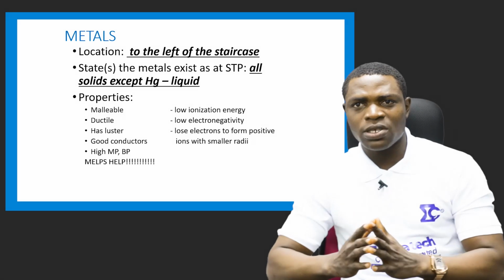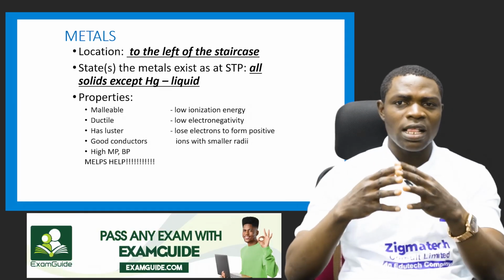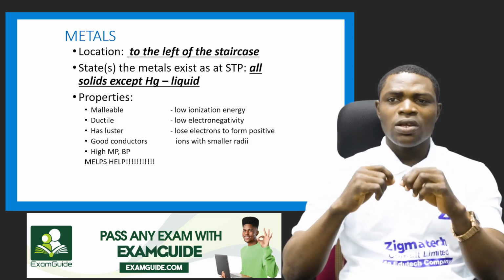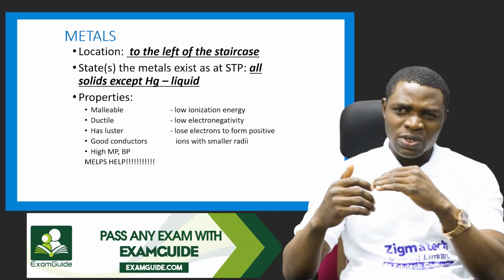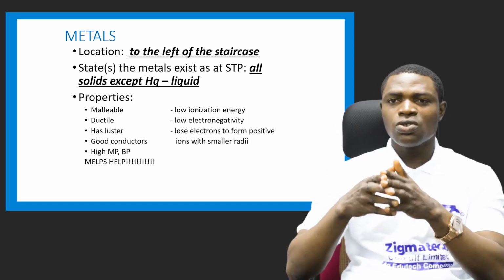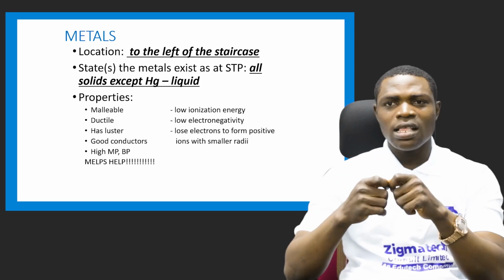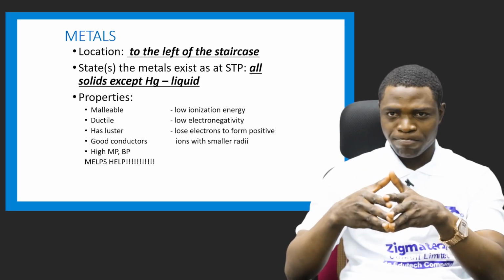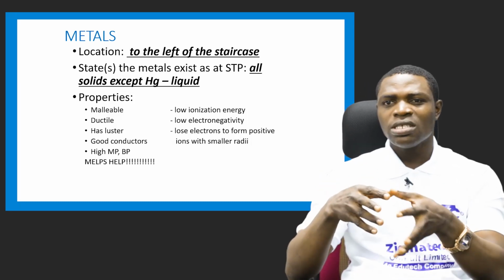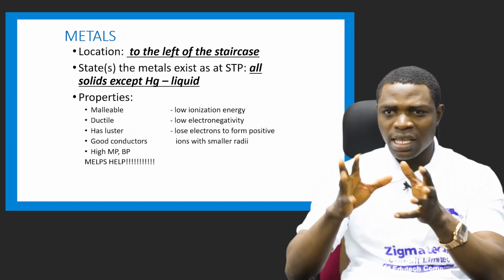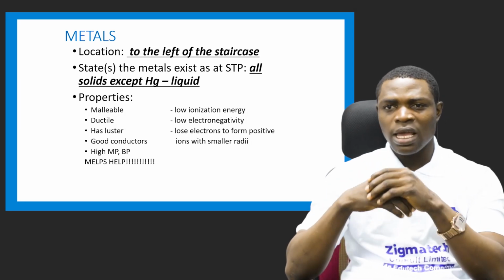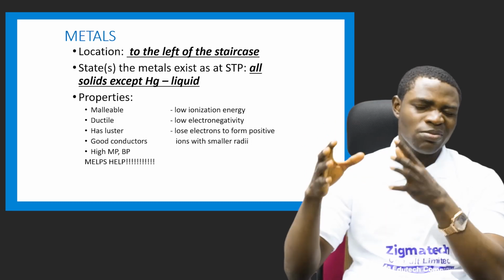Now, if you look at the general properties of metals, you understand that metals generally are malleable. All these are very important so that you understand how this trend works. You're going to follow the trend and the pattern, because without this understanding, you would not be able to understand the trend. So generally, metals are malleable, that is, they can be bent into different shapes. They are ductile, and they have lustre, they are shiny, they are good conductors of electricity and of heat, and they have high melting point. MP means melting point and BP means boiling point.